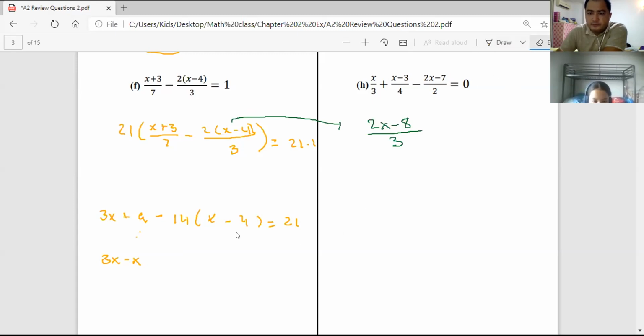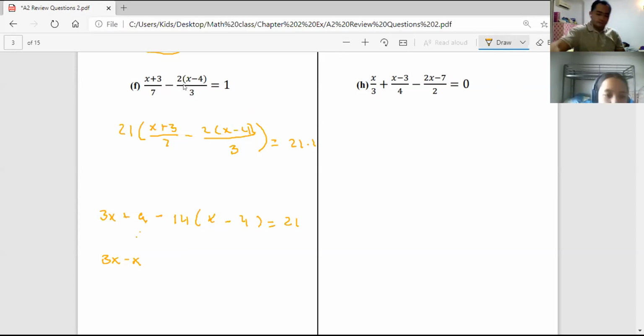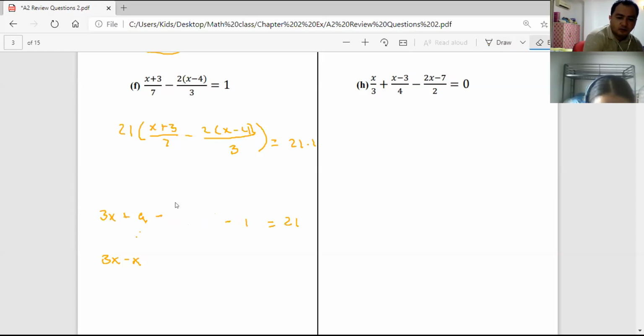Okay, so 2x, 2 times 4 over 3, so that will be 14x, right? 14x minus 28. 14x minus 28, right? Yeah, Shahina, can you delete the last row, all?